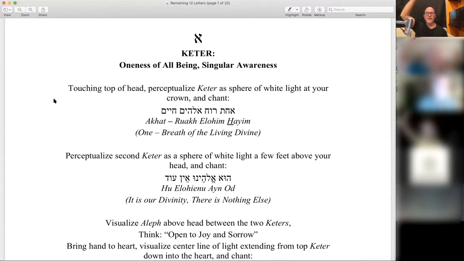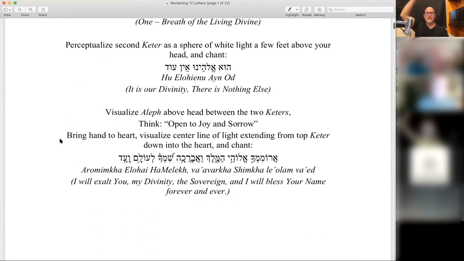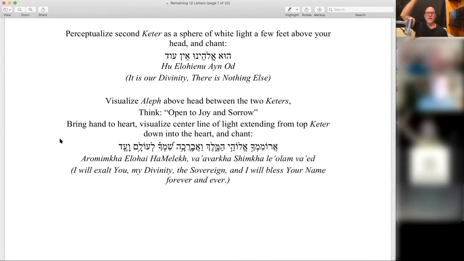Everything is part of the divine. Hu Eloheinu Ein Od. Seeing the Aleph above your head between the two sphirot. The kavanah of opening yourself to the full spectrum of experience, sorrow and joy, pain and pleasure, because you are the unity within which all the multiplicity arises.